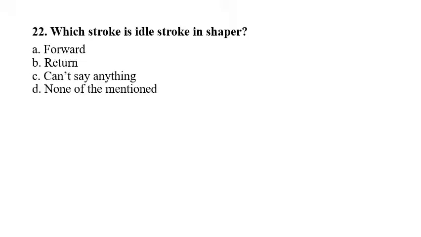Question number 22. Which stroke is the idle stroke in shaper? Forward, return, can't say anything, none of the mentioned. The answer will be B, return stroke. See, the machining operation is done during forward stroke. In return stroke, there is no machining operation done. Hence, the return stroke is called the idle stroke.